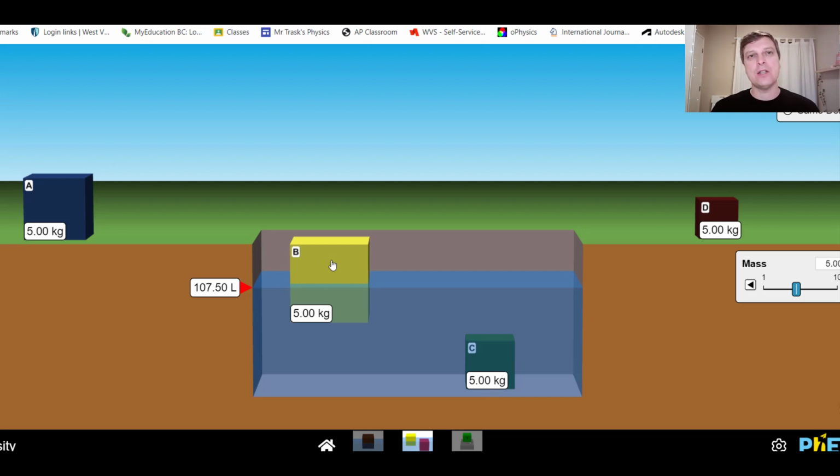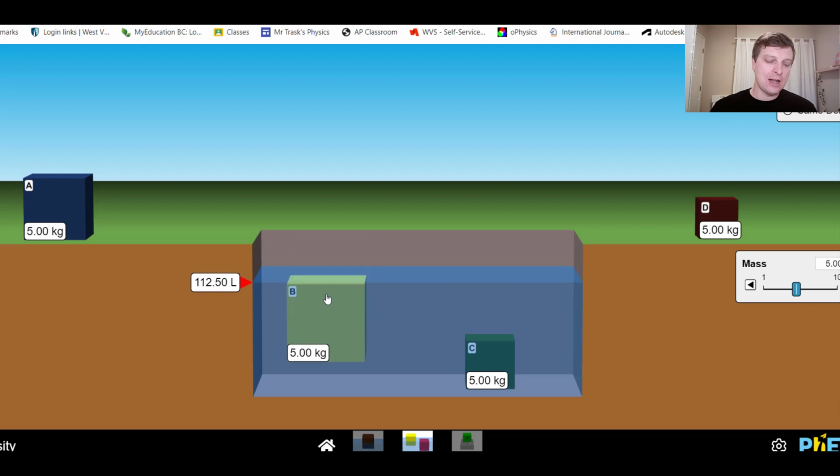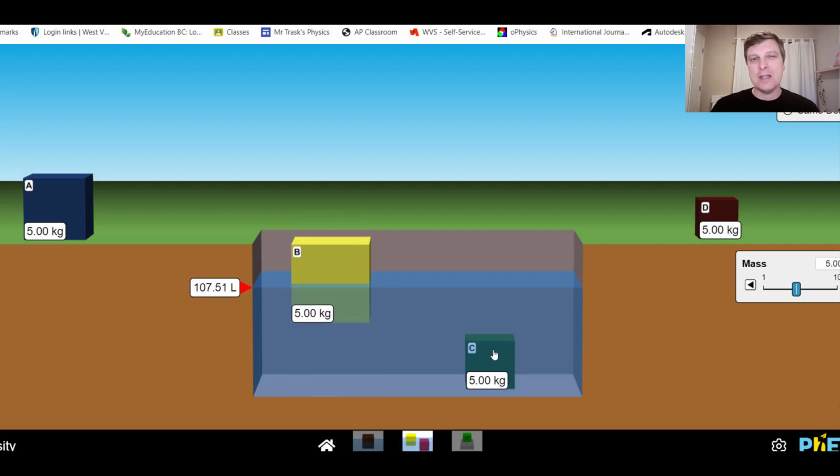But just recognize also that there's a buoyancy force acting on both of these things. For example, if I take block B and force it to submerge under the surface, there's a force upwards that is pushing up on it all the time, and it's going to try and restore it back to that surface. The same thing's happening with C.